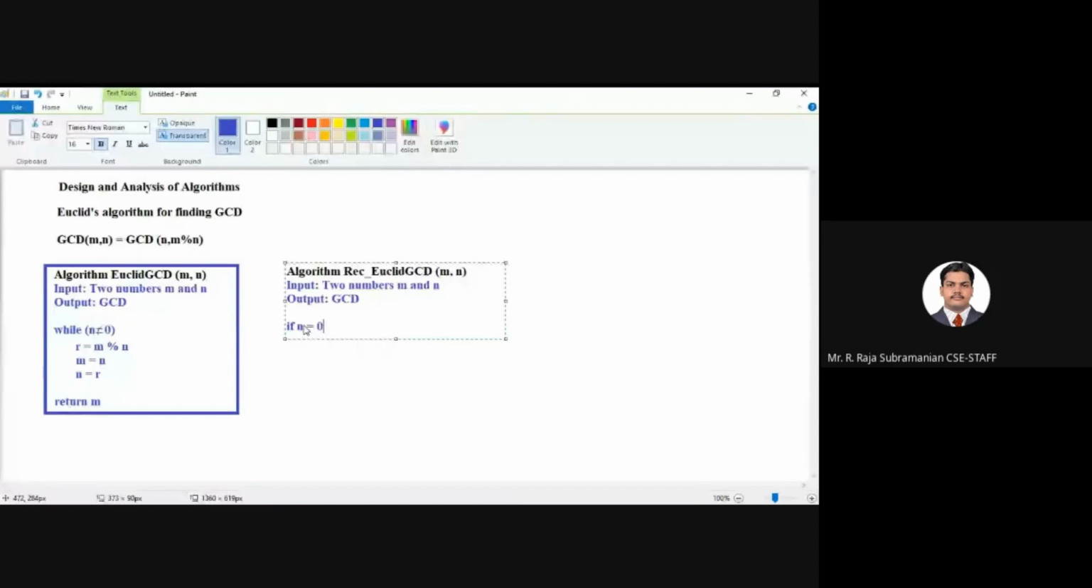Okay, if n equal to 0, what will you do? Return m. Very good. Return m. Else what will you do? Return GCD of n comma m modulo n, right? That's it. This is actually a recursive way of finding the GCD by using Euclid's algorithm. Is it easy?